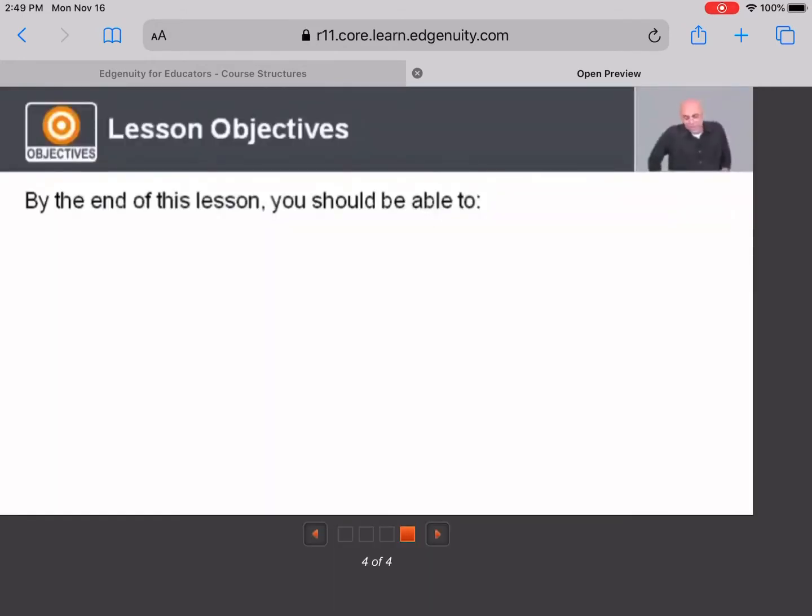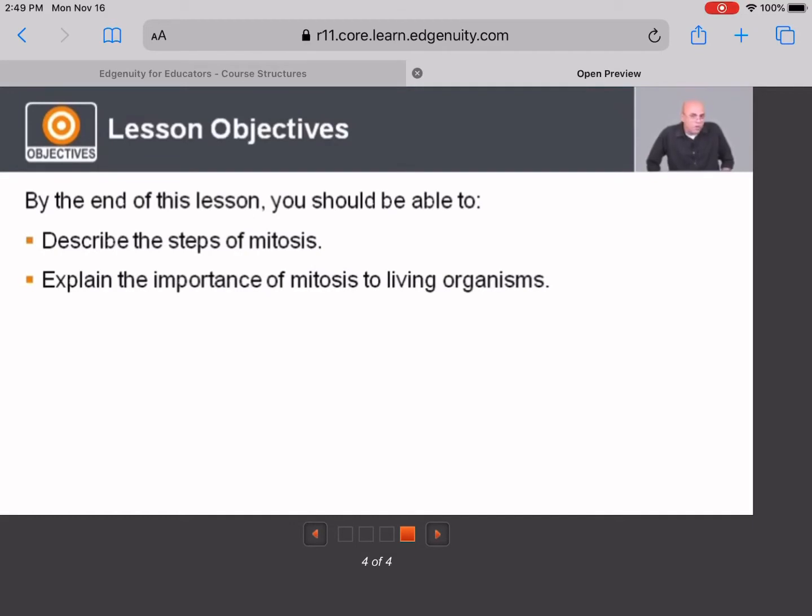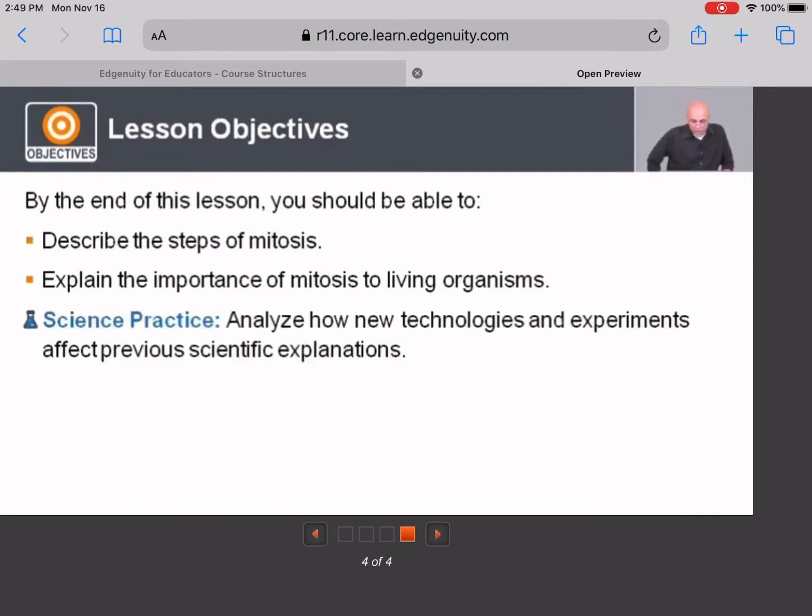By the end of today's lesson, you should be able to do the following. Describe the individual steps of mitosis. Explain the importance of mitosis to living organisms. Finally, you'll be able to analyze new technologies and experiments and see how they affect previous scientific explanations.